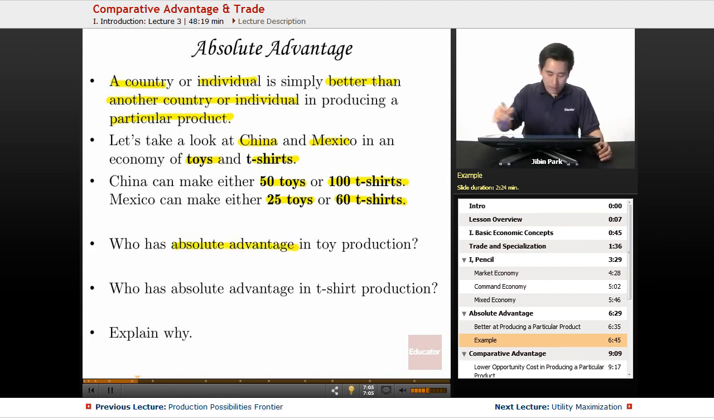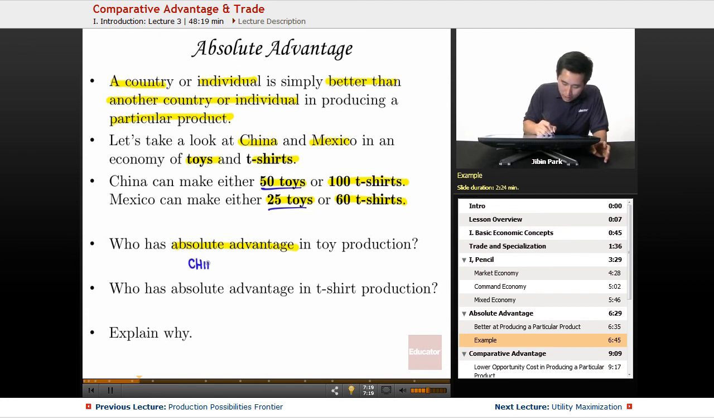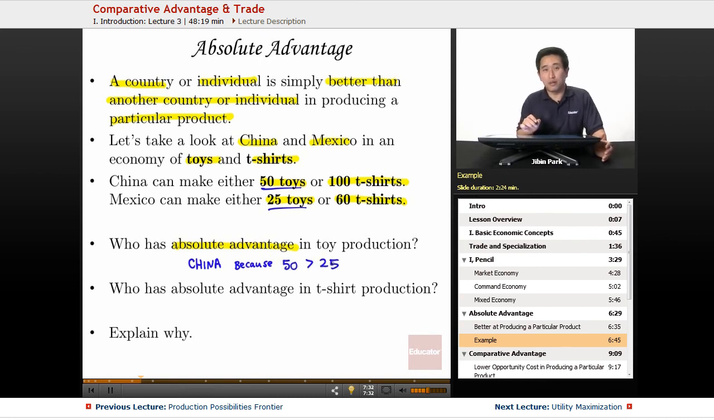Well, it's quite simple here. You take a look at these numbers, and it's pretty clear cut. China can make 50 toys, and Mexico can make 25 toys. So if it's a matter of simply absolute advantage, then China has absolute advantage. Why? Now again, there's no explanation required in this question, but it doesn't hurt to say that because 50 is greater than 25, China is simply absolutely better. It actually makes sense, right? So China has absolute advantage in toy production.